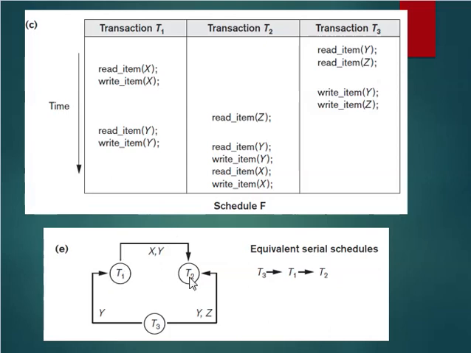There may be more than one possible path, but we have to check whether it forms any cycle or not. If it forms a cycle, then you can't say it's serializable. But if there is more than one path and it's not making any cycle, then we can say it is equivalent to more than one serial schedule. Here it is equivalent to only one serial schedule, that is T3 executing first, then T1, then T2. So this non-serial schedule is equivalent to the serial schedule T3, T1 and T2.